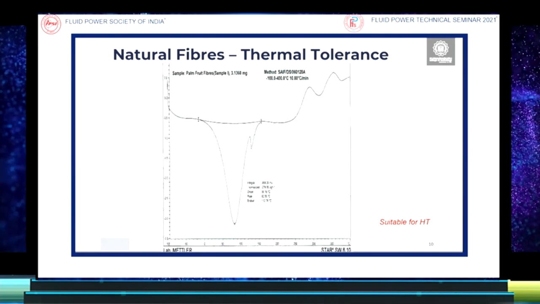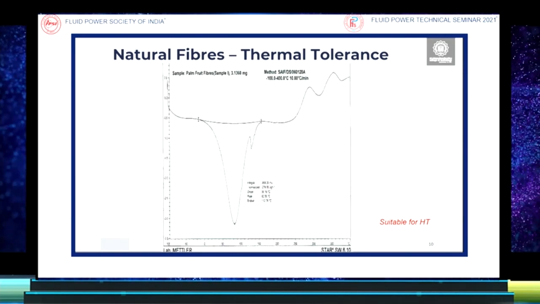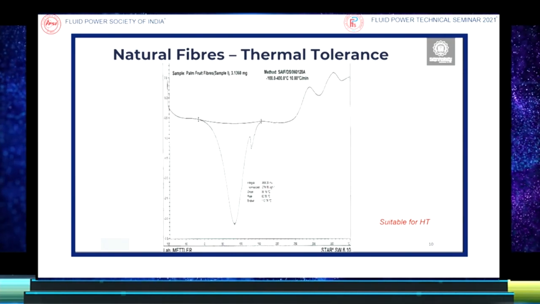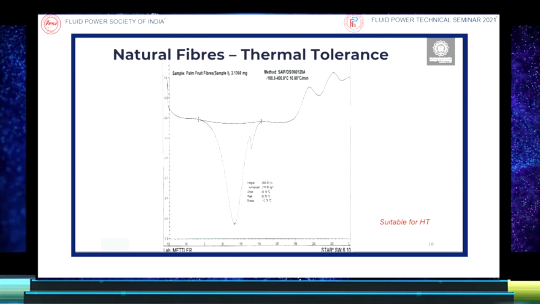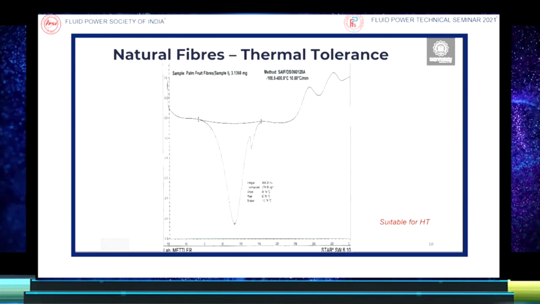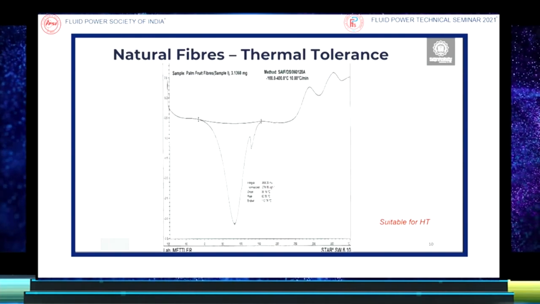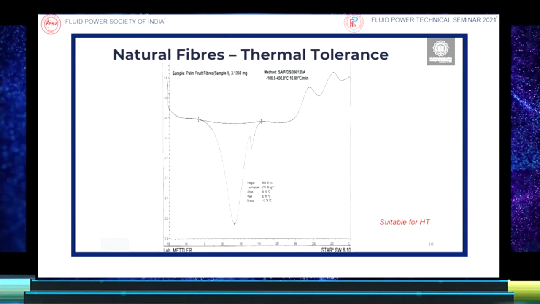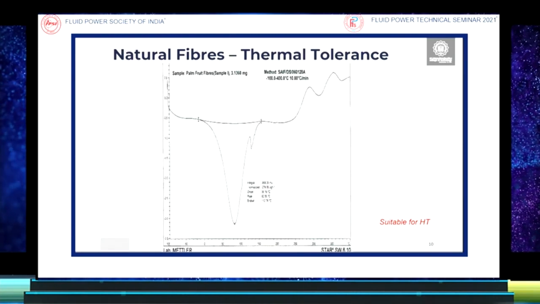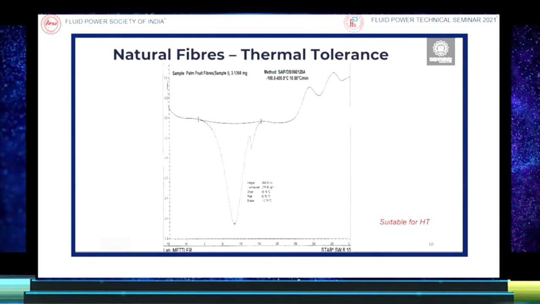Most of the unconventional natural fibers, if you see, do not undergo any degradation till 350 degrees centigrade. Only around 100 degrees centigrade do we face some evaporation of the water present in the fiber. Otherwise, the fibers are highly stable till 350. Even some fibers are stable up to 800 degrees centigrade.